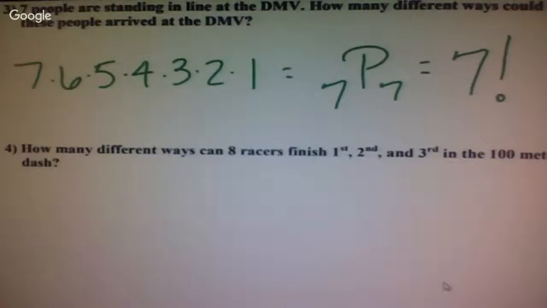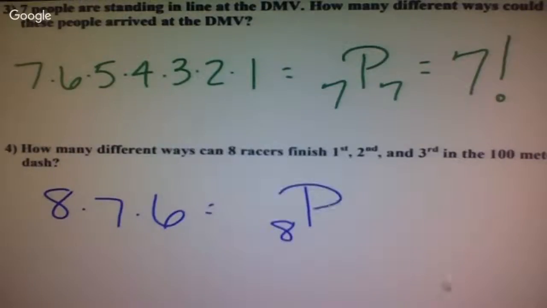Okay. All right. How many different ways can 8 racers finish first, second, and third? What does that look like? 8, 7, 6. Again, this is a permutation because we're looking at specific places. They're landing in first place, second place, third place. I could also write this as 8 permutate 3.